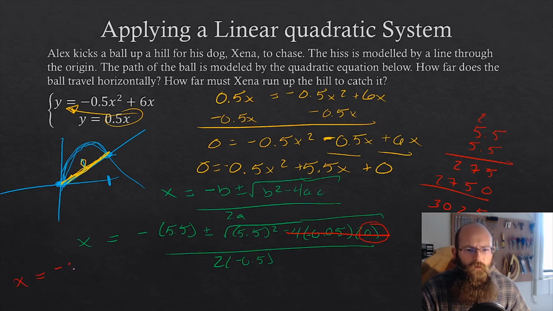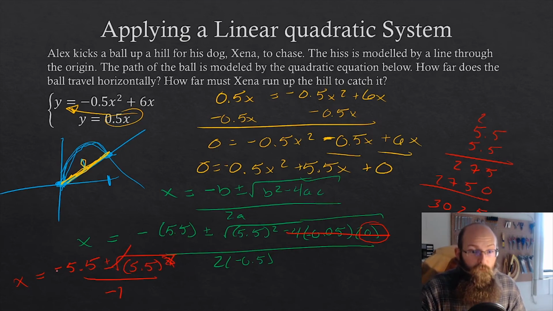X equals negative 5.5 plus or minus the square root of 5.5 squared over 2 times a negative 1/2. Well, that's just negative 1. You see it? Yeah, what's the square root of 5.5 squared? Come on, folks. Square root and the square cancel. Sweet. So that just means I have negative 5.5 plus or minus 5.5 divided by 1.